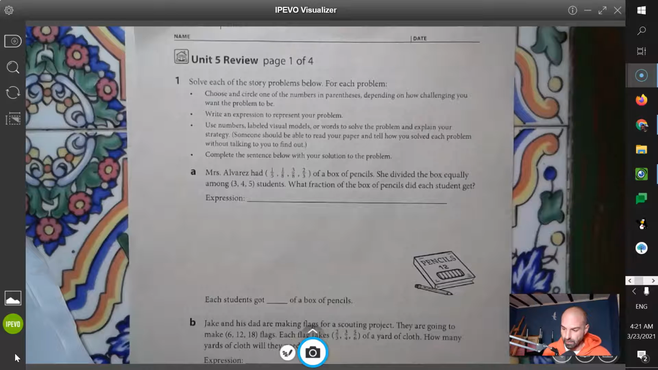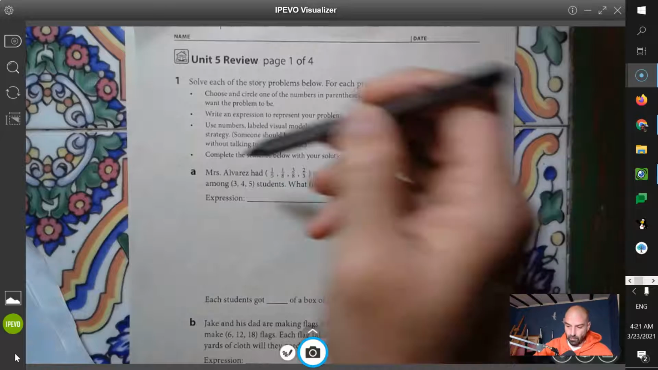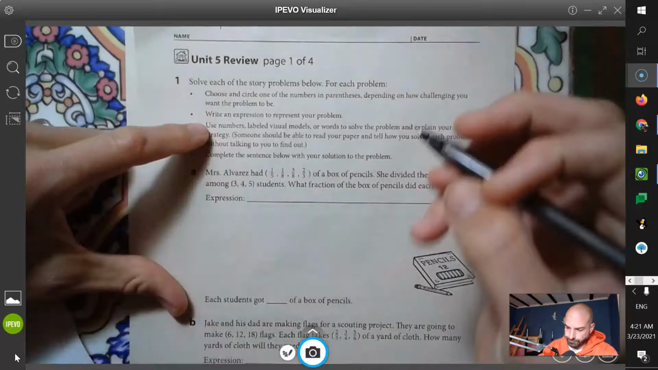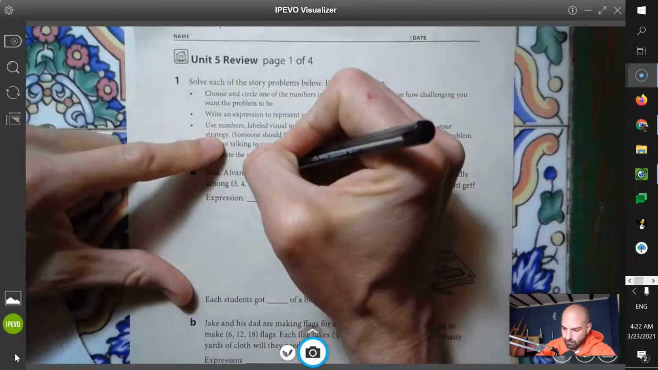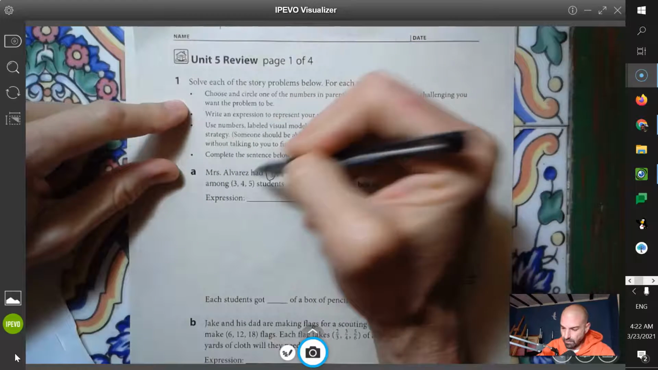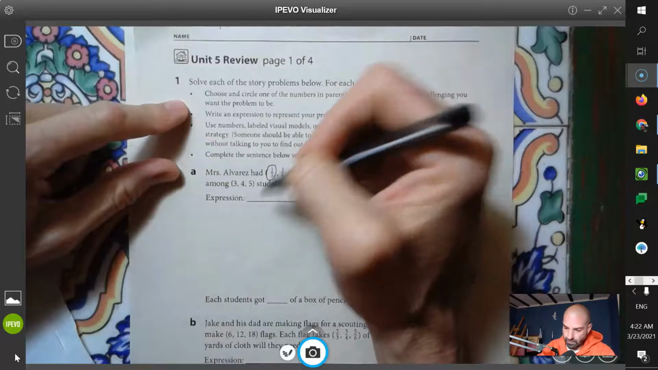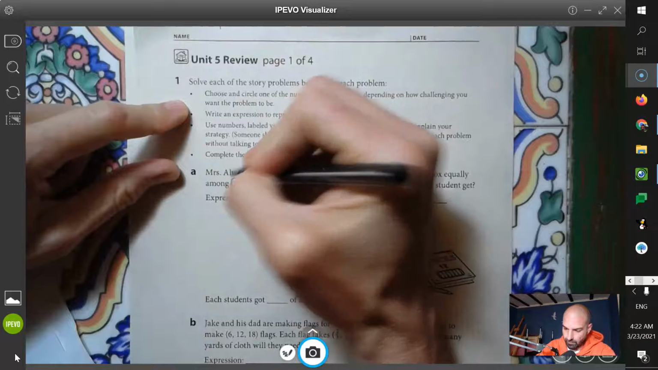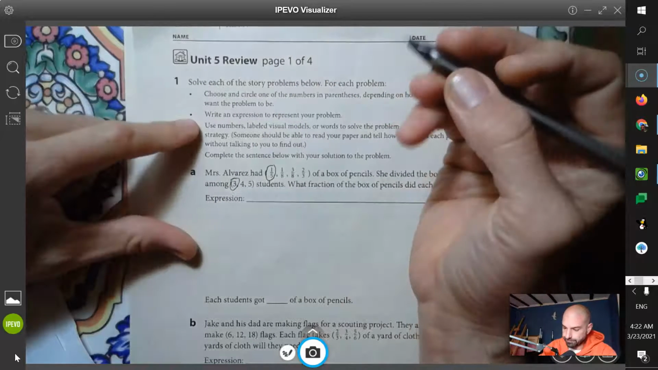Complete the sentence below with your solution to the problem. Mrs. Alvarez had something of a box of pencils. She divided the box equally among some students. What fraction of the box of pencils did each student get? So depending on what you circle here, I'll just start with the first two numbers. Actually, it doesn't matter. So I'll say 1/5 and 3.